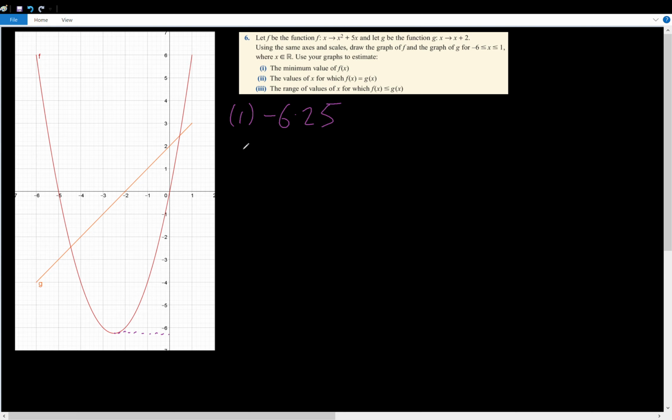So the minimum value is going to be minus 6.25 for that. And for part 2, we've got to estimate the values of x for which the f of x is equal to the g of x.